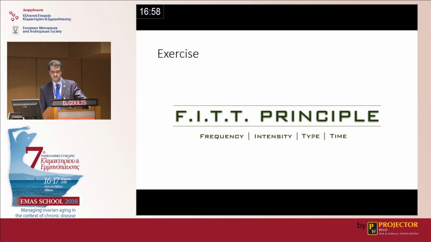Another important thing is exercise, and just giving general advice, exercise, is not good enough. The same way you prescribe a medication, you have to prescribe physical exercise, and this is one way of prescription. This is the famous FIT principle. So you have to prescribe the exact frequency, intensity, type, and time.